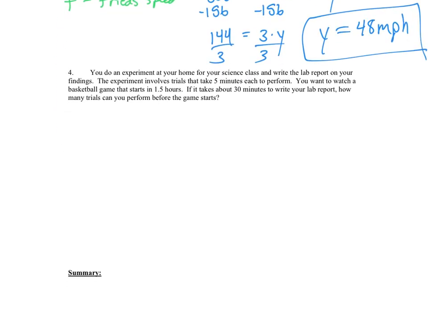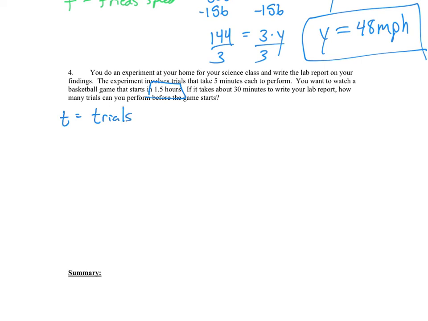And then number 4, you do an experiment at your home for your science class, and you write the lab report on your findings. The experiment involves trials that take 5 minutes each to perform. You want to watch a basketball game that starts in 1.5 hours. If it takes about 30 minutes to write your lab report, how many trials can you perform before the game starts? So we have a total time. The total time is 1.5 hours. We have trials. So I'm going to call T equals trials.